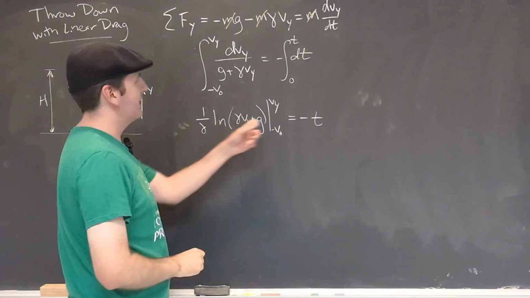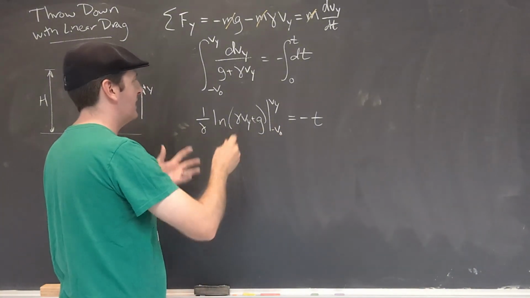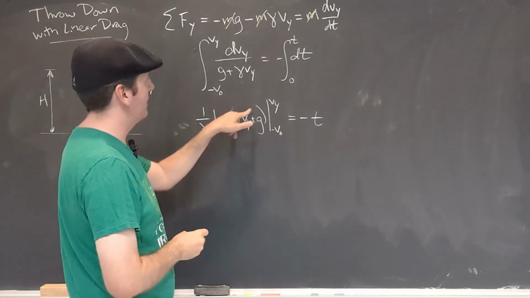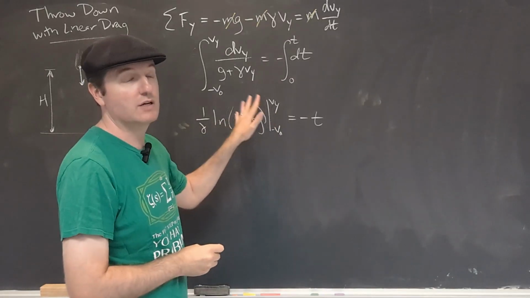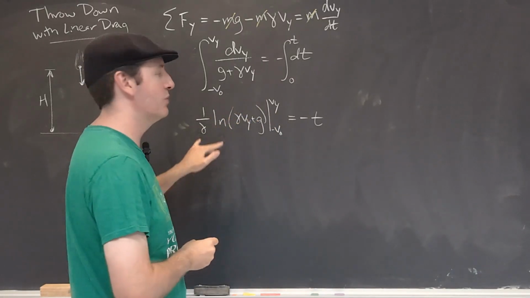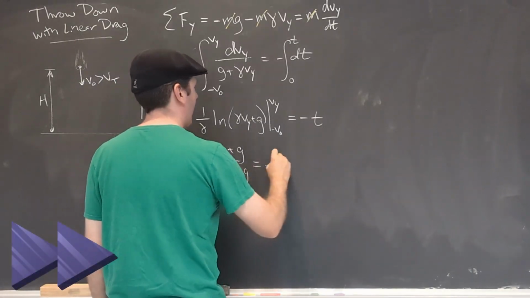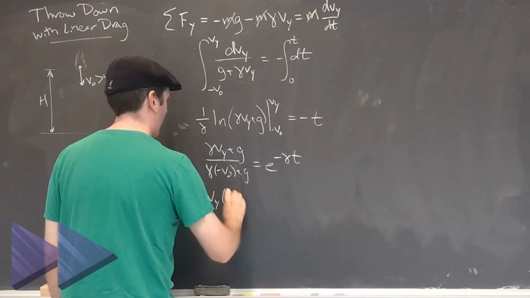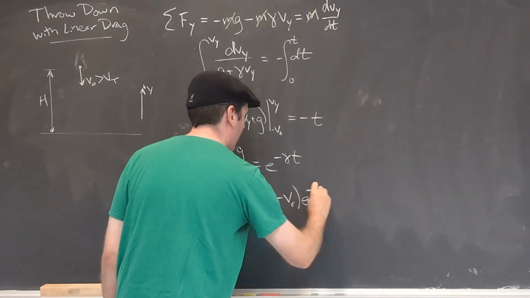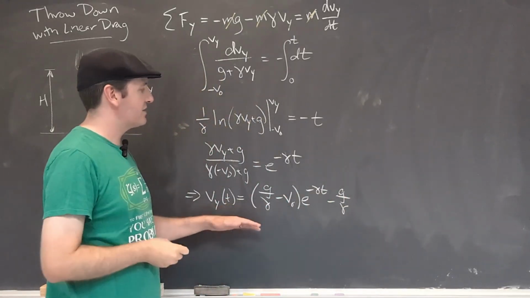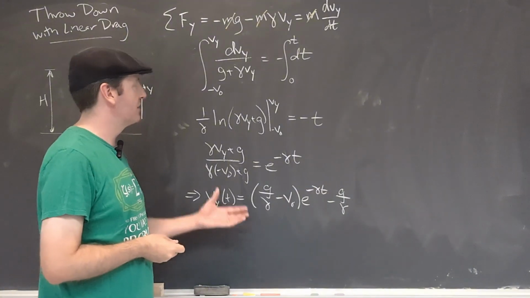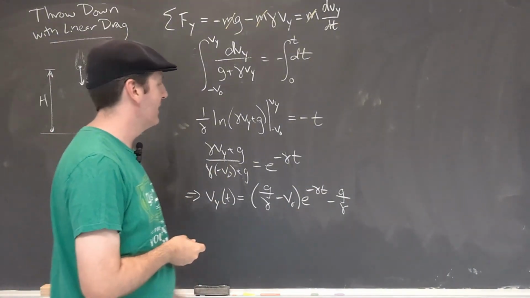All right, multiply the gamma to the other side, exponentiate both sides. Don't forget that the difference of logs will become the log of a quotient. Okay, now that's my velocity written in terms of the given parameters of the problem.